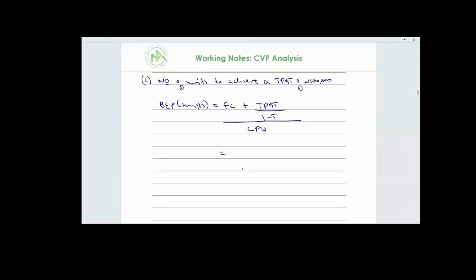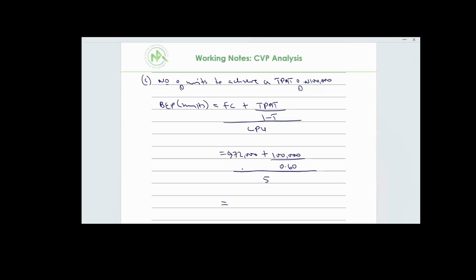Fixed cost is 972,000 plus targeted profit of 100,000 naira. That's targeted profit after tax. The examiner told us that the tax rate is 40%, so we are supposed to account for 60%, 0.60. That is 1 minus 40%, which gives me 60%. So divide by contribution per unit of 5 naira.